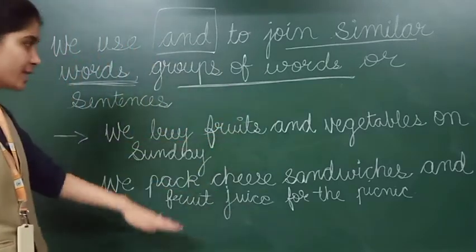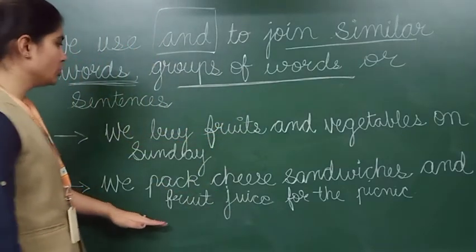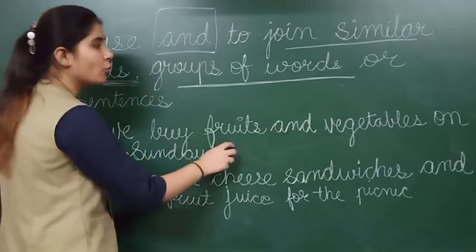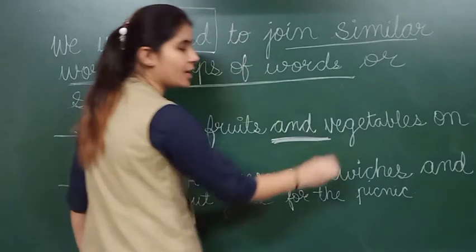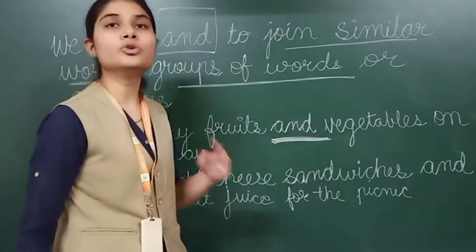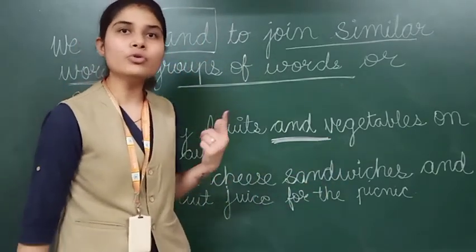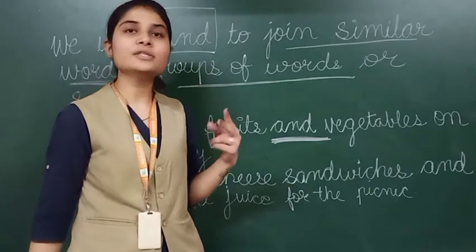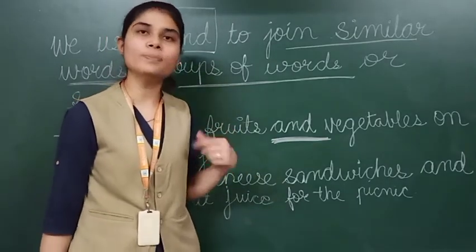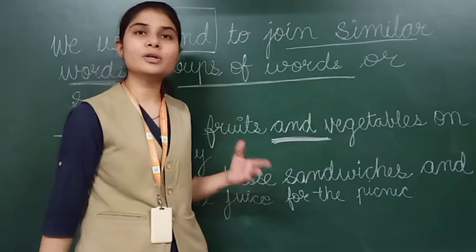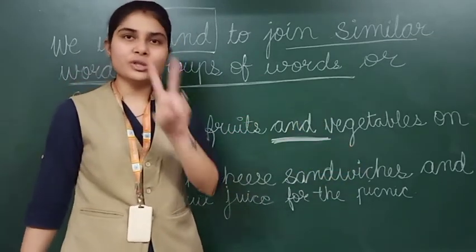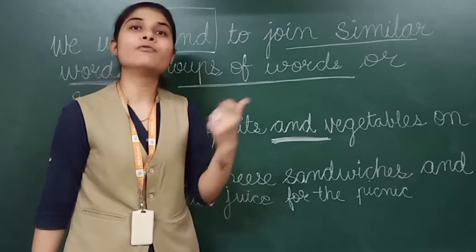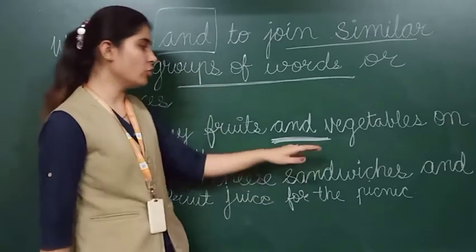Okay, I have prepared examples also, so you can look onto the board. We buy fruits and vegetables. What have I used? And. When we are talking about two words, like I am going to do one activity, buy, which means I am going to purchase. So what am I going to purchase? Fruits and vegetables. These are the two things I am purchasing. So what I will say? Fruits and vegetables. So what have I used here?